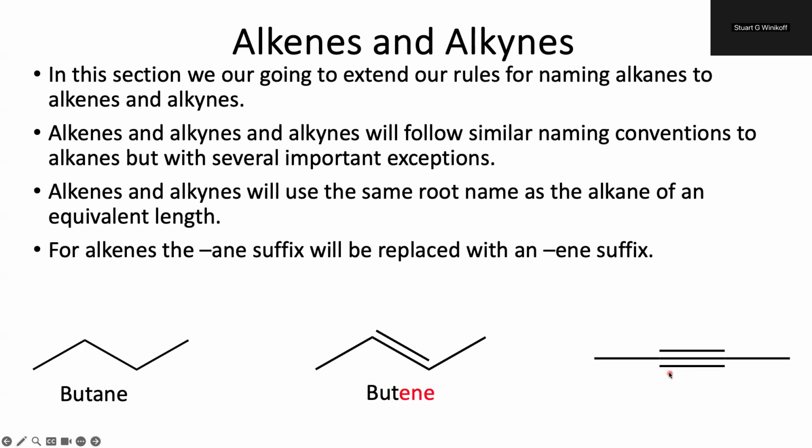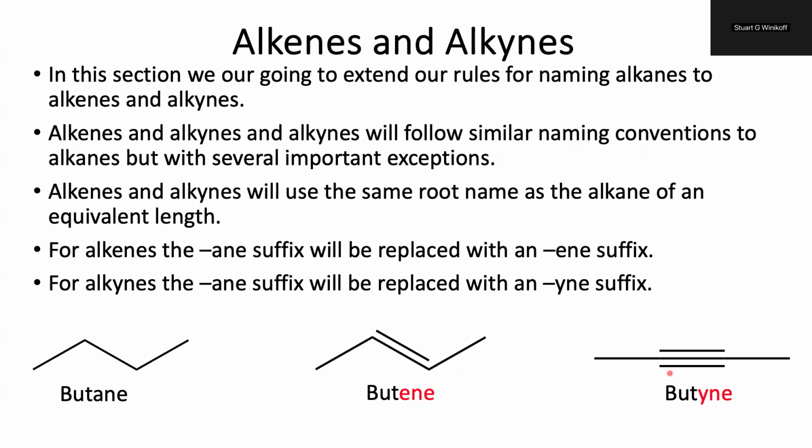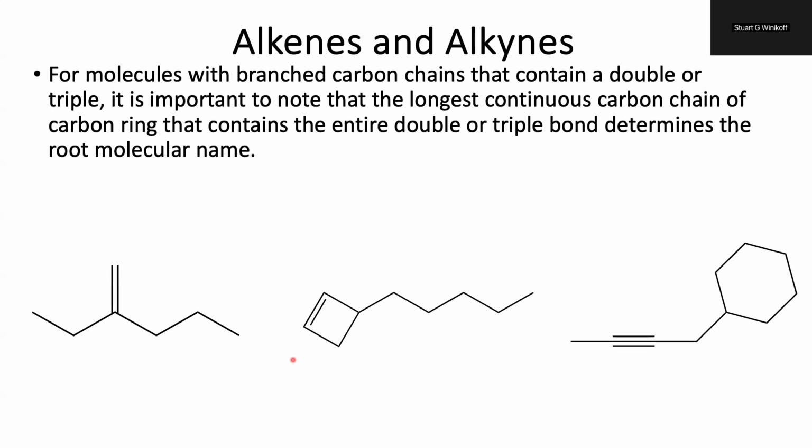Then if we go to a triple bond, we now become an alkyne, so it now ends with an "yne" suffix. So we now have butyne. Again, butane for all single bonds, butene for an alkene, and butyne for that triple bond. This is pretty easy when we have only one single main chain. However, the difficulties really come into play when we start worrying about systems with branched alkanes or cyclic groups.